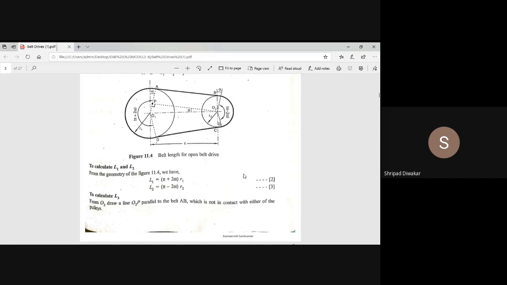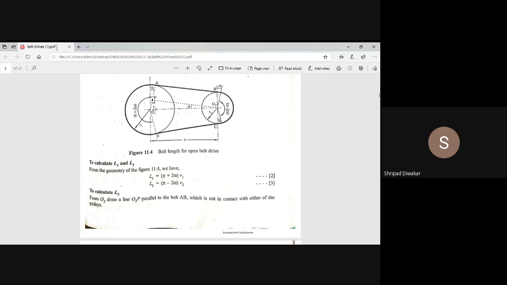But to find L3, as I said, you have to draw a line from O2, O2P, which is parallel to AB. You have to construct the line in such a way that the length AB is exactly parallel to O2P, and the angle at P is 90 degrees. So this you should keep in mind.